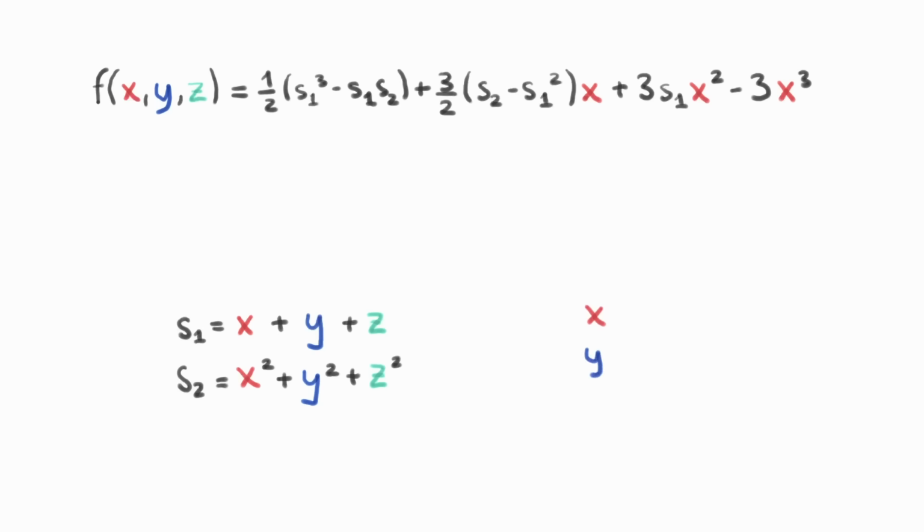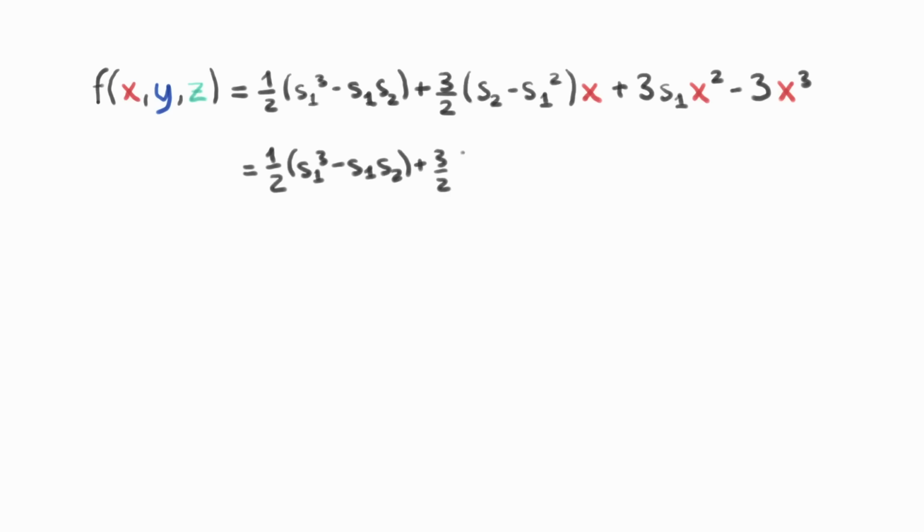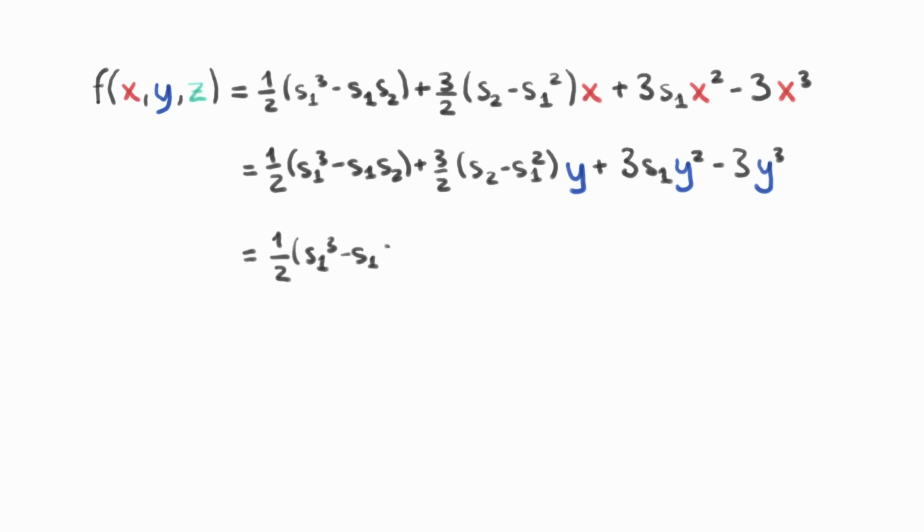For example, we might apply the permutation to it that swaps x and y and see what happens. Let's apply this permutation to each part of the expression. Since the power sums s1 and s2 are symmetric polynomials, they don't change. Thus, the coefficient polynomials remain equal. We end up with a polynomial that looks virtually identical to the one we started out with, the only difference being that the instances of x have been replaced with y. In the same way, swapping x and z gives us the same polynomial in z.